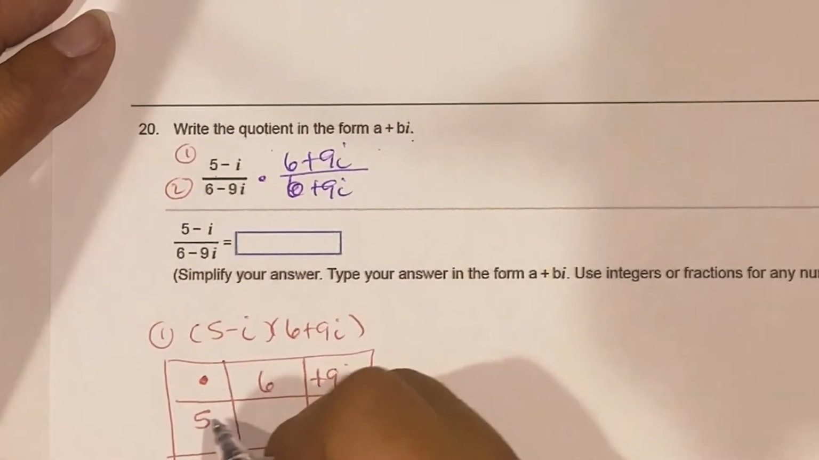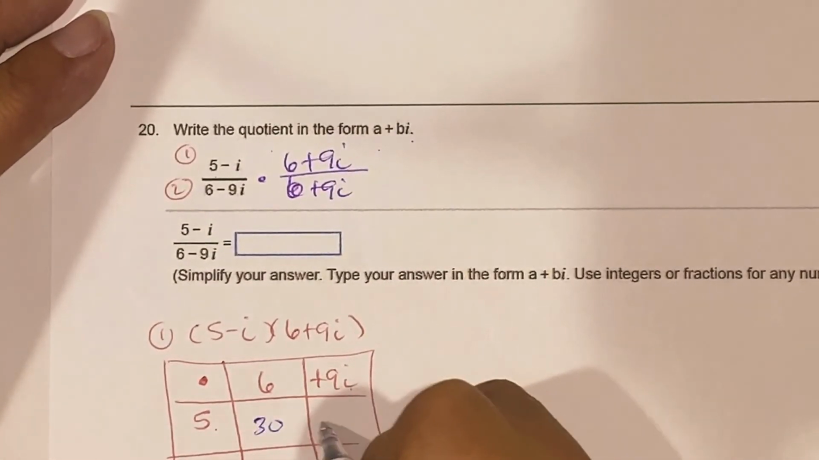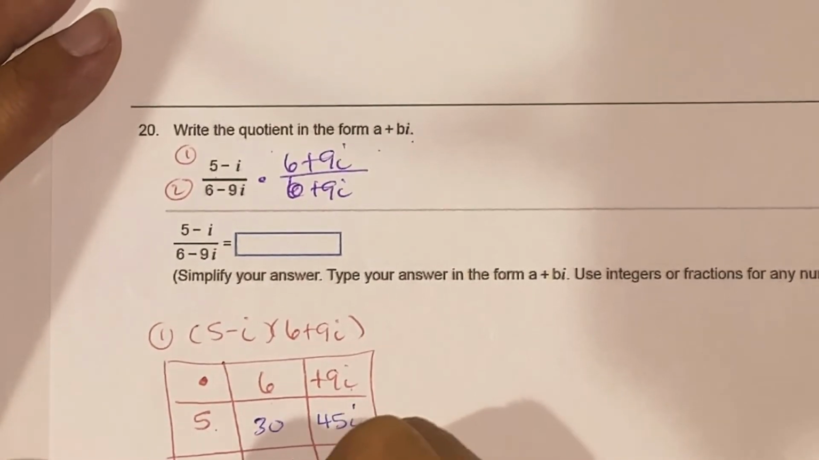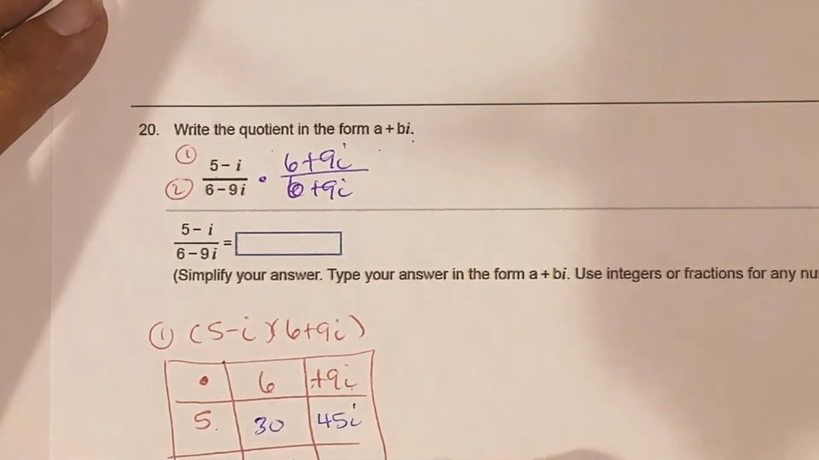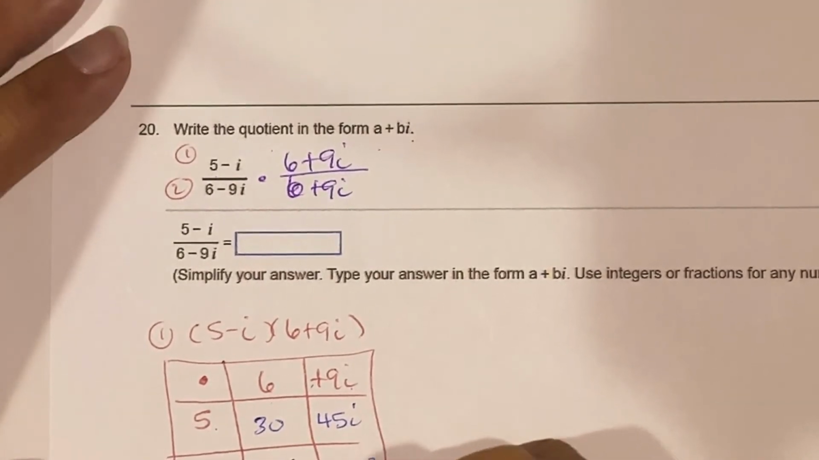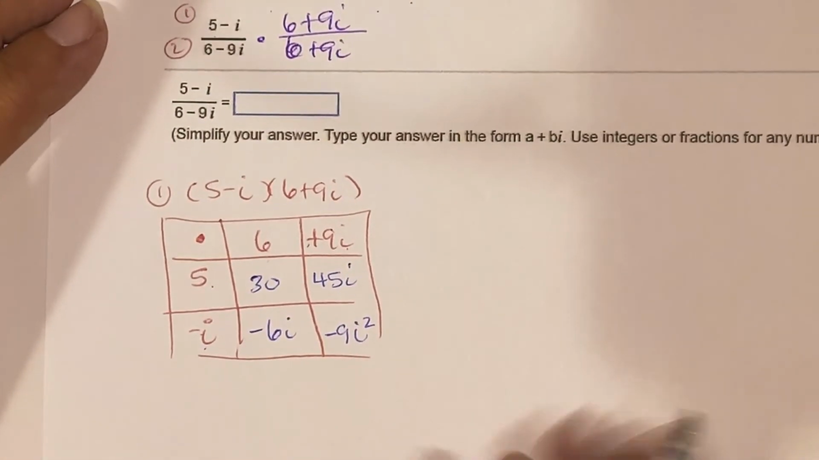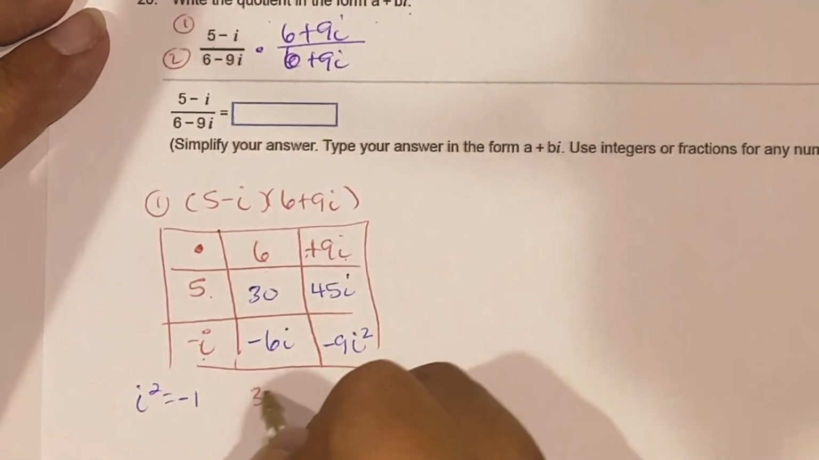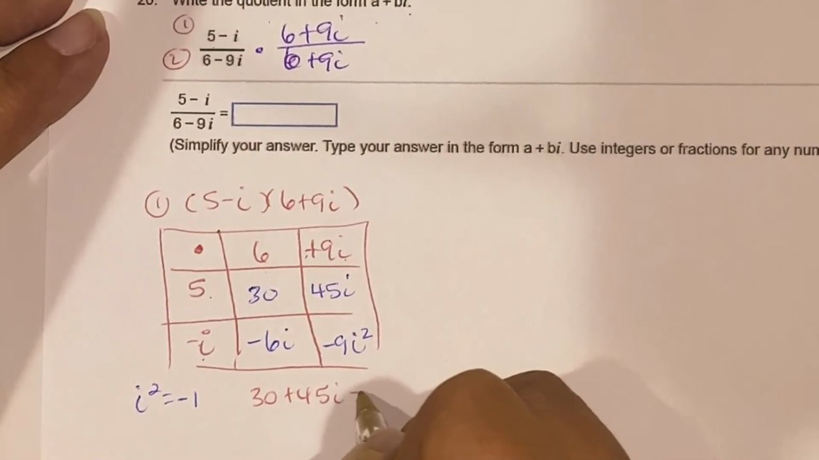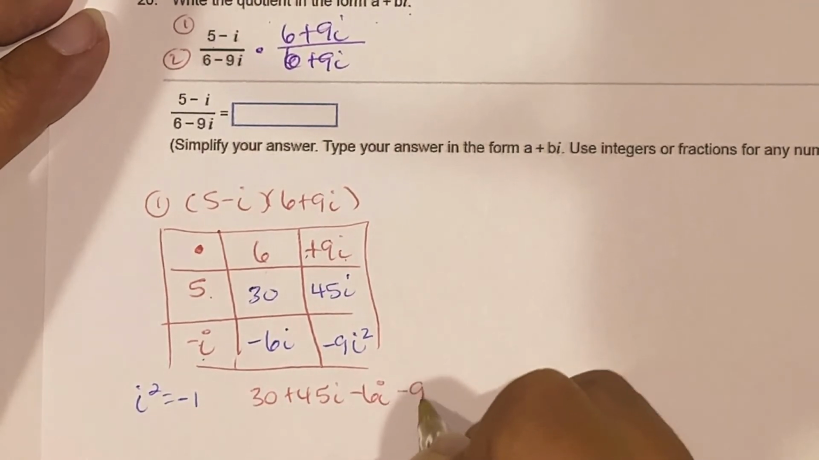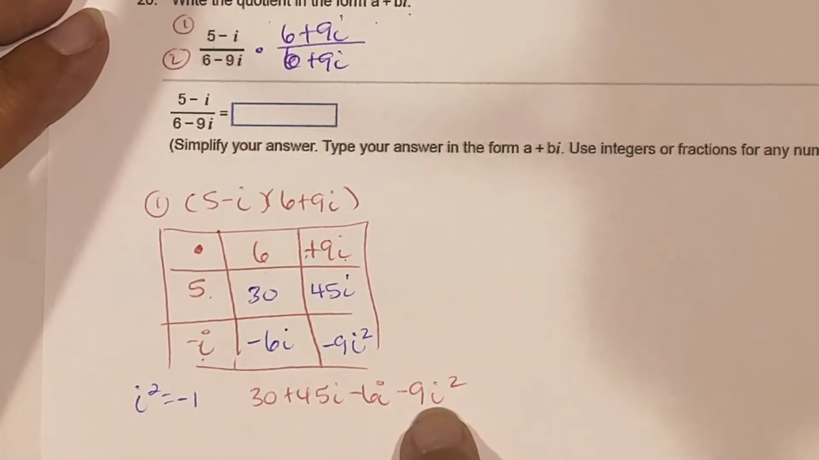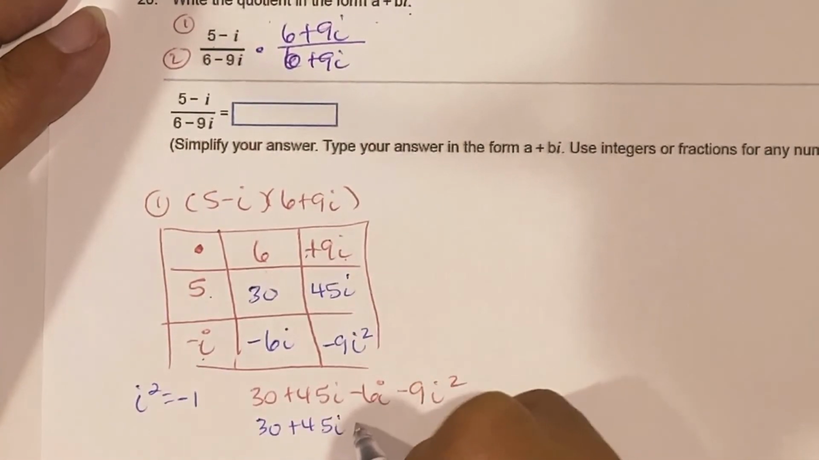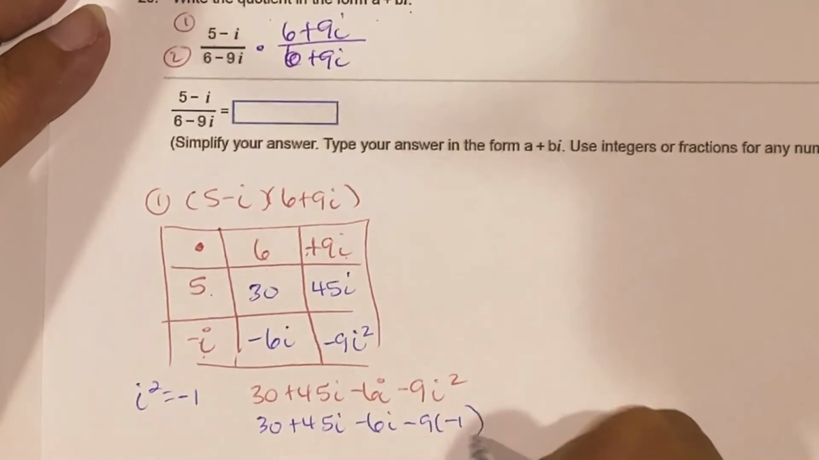So when we multiply, 5 and the 6 is 30, 5 and the 9 is 45 with an i, negative i and 6 is negative 6 with an i, negative times the positive, negative 1 and 9 is negative 9, but i and i is i squared. Then you need to remember that rule that says that i squared equals negative 1. So we see 30 plus 45i minus 6i minus 9i squared. And in place of i squared, I'm going to write a negative 1. So we have 30 plus 45i minus 6i minus 9 times negative 1.